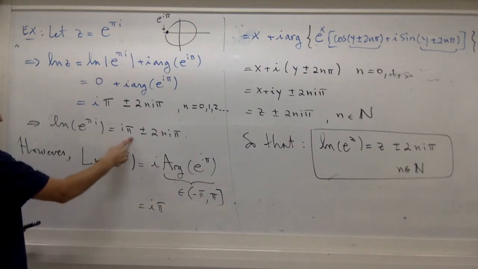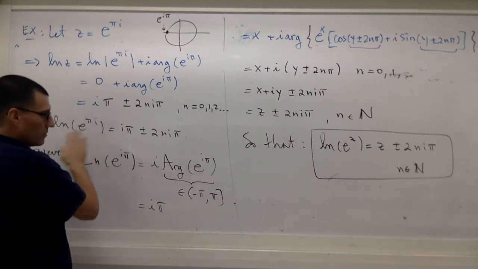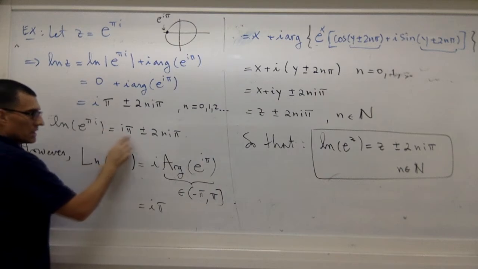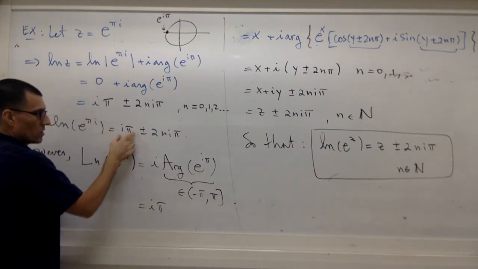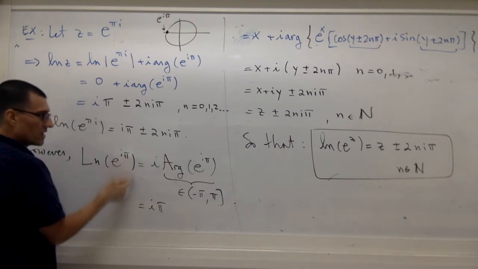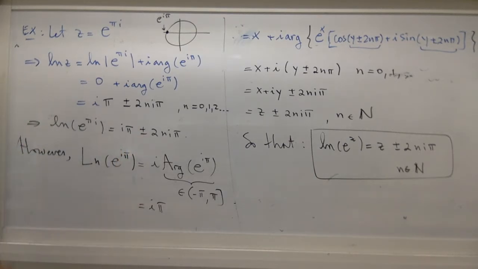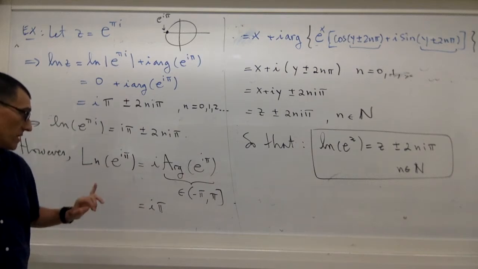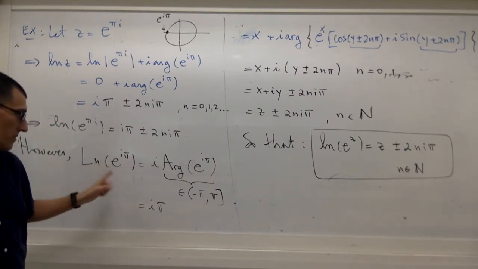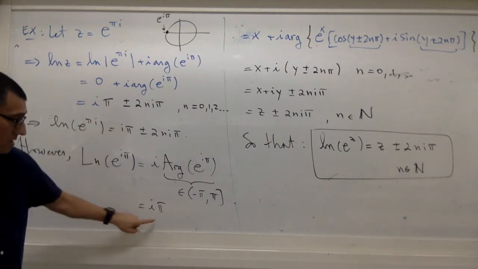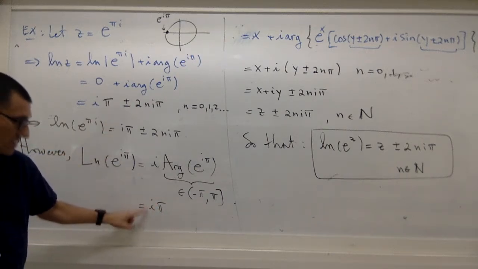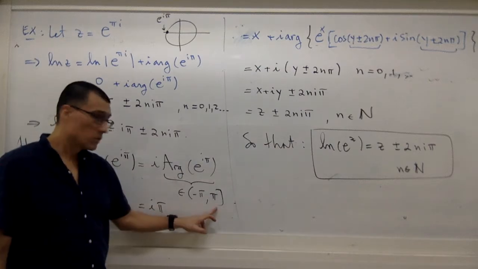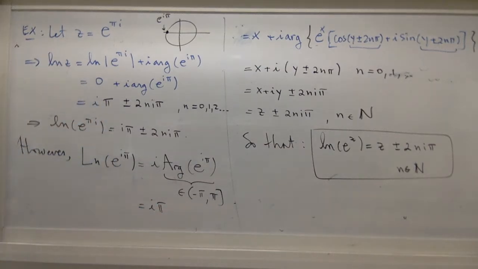Alright? So you have two things there. The complex logarithm of this number is the argument, or the principal value of the argument, plus or minus rotations. And the principal value of the logarithm is just the principal value of the argument times I. And the principal value of the argument, of course, is pi. It's down there, in that interval.